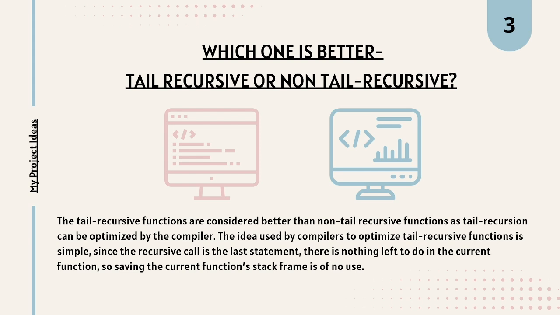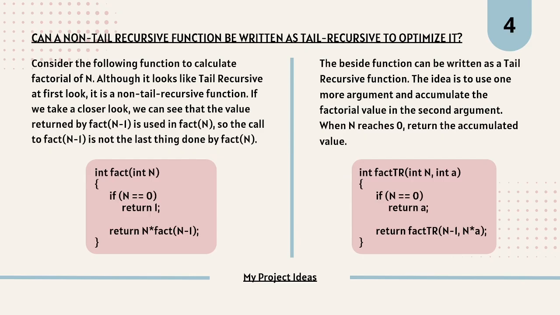So what's the idea? Because a recursive call is the last statement, there is nothing left to do in the current function. So the current function's stack memory is of no use. Got it? Because in tail recursion, the recursive call is at the end of the function, after that no other statements are there to execute. That's why there is nothing needed in the function stack frame. That's why it's optimizable.